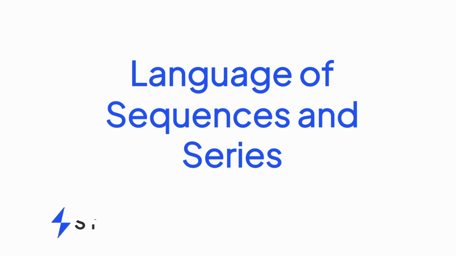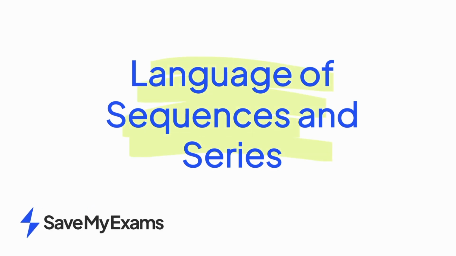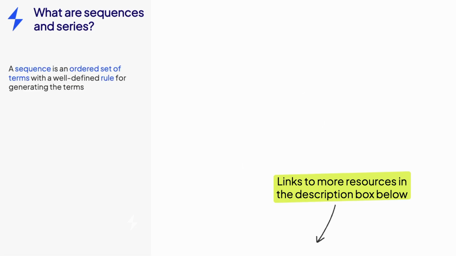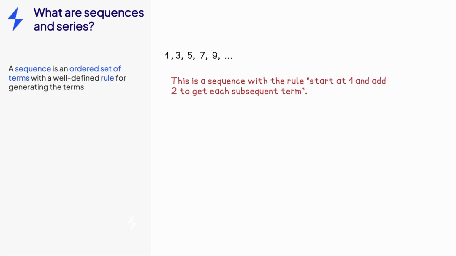In this video, we're going to be looking at the language of sequences and series. So what are sequences and series? Well, a sequence is an ordered set of terms with a well-defined rule for generating the terms. For example, here we have a simple sequence with the rule: start at 1 and add 2 to get each subsequent term, the terms being the numbers in the sequence.